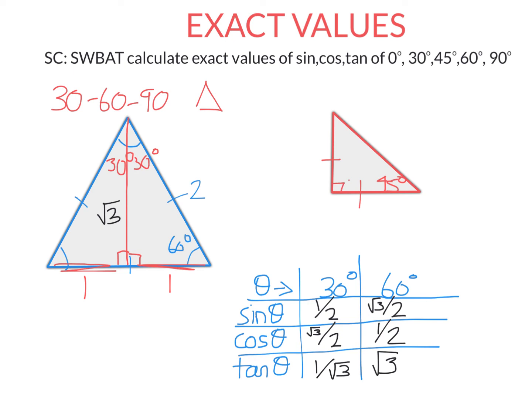Now, what I need to point out, it wouldn't matter if this side here that I started with wasn't 2. It could be any number. I'd still end up getting the same answers here because it's all about ratio. So if this, for example, was 4, this would be 2. So then I'd have sine 30 equals 2 over 4, which is still a half. So it doesn't matter what side this is, you'll still get the same answers.